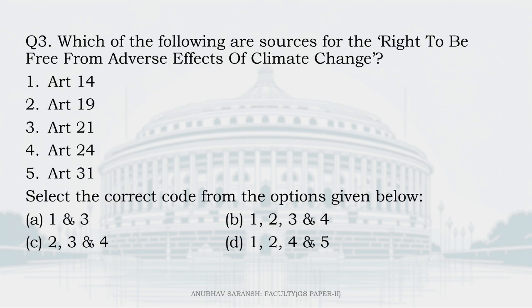Now the third question. Which of the following are sources for the right to be free from adverse effects of climate change? Article 14, 19, 21, 24, 31. So recently, when I say recently, the 8th of April 2024, in the M.K. Ranjit Singh case, Supreme Court gave its judgment stating that Articles 14 and 21 are the sources for the right to be free from adverse effects of climate change.